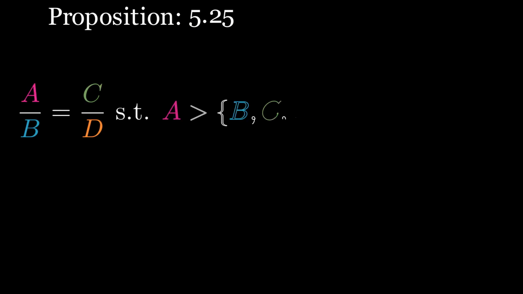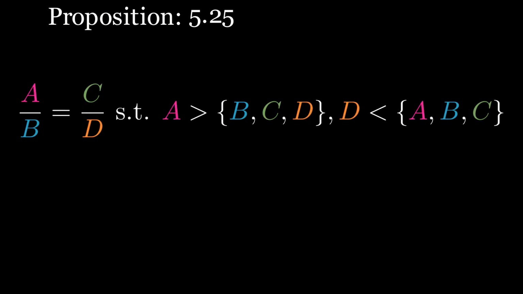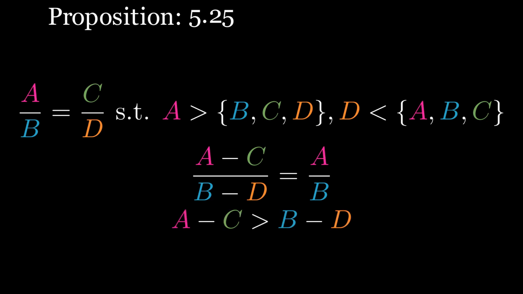And finally, 5.25, if a over b is equal to c over d, where a is greater than the others and d is less than the others, then by 5.19, a minus c over b minus d is equal to a over b. A is greater than b, so a minus c is greater than b minus d. Adding c and d to both sides shows that a plus d is greater than b plus c.